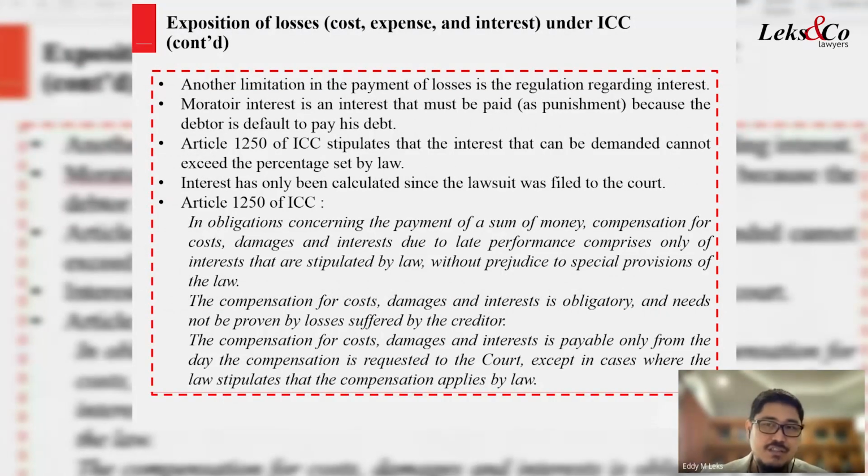Another limitation is the regulation regarding interest, moratory interest, 1250. In obligations concerning the payment of a sum of money, compensation for costs, damages, and interest due to late performance comprises only of interest that are stipulated by law without prejudice. The compensation for costs and interest obligation needs not be proved. Okay, the compensation for costs and interest is payable only from the day the compensation is requested to the court. Jadi baru bisa dihitung itu when we file it to the court, ya. Remember that. Except in cases where the law stipulates that compensation applies by law.